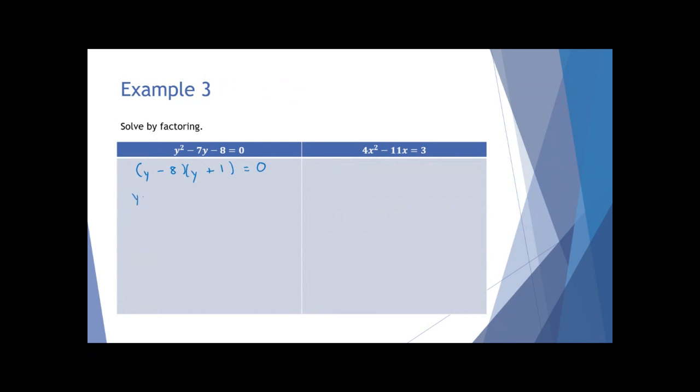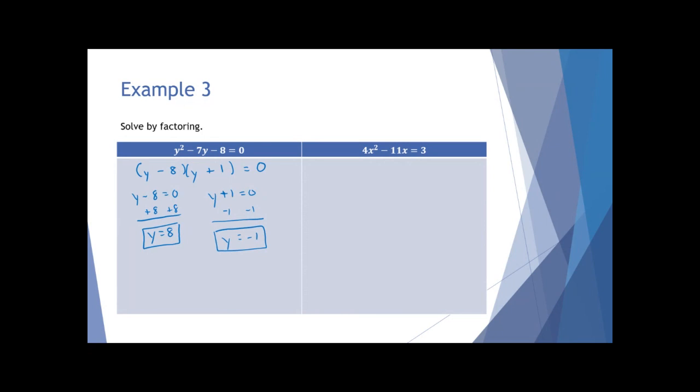So now I set each factor equal to 0. So I have y minus 8 equals 0, y plus 1 equals 0. And then I solve each of these. So I add 8 to both sides for the first equation, which gives me y equals 8. And then I subtract 1 from both sides, which gives me y equals negative 1, and that's my second solution. So the factoring is just the hardest part, and if you're really good at factoring, then it's really not so bad.